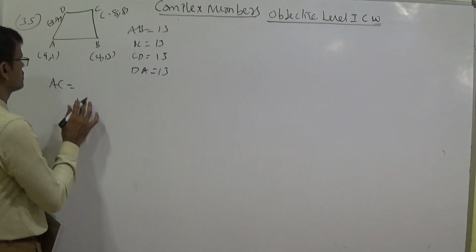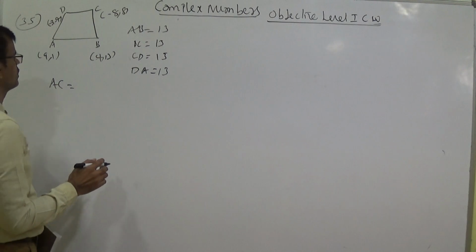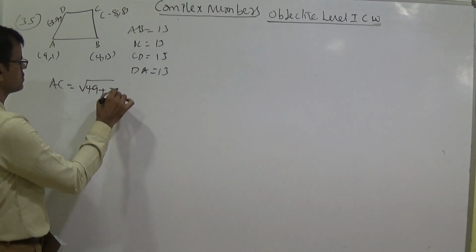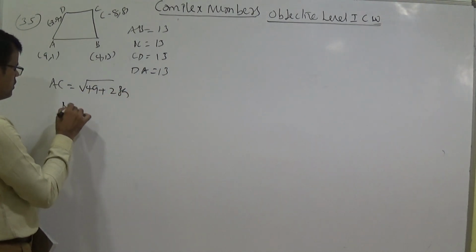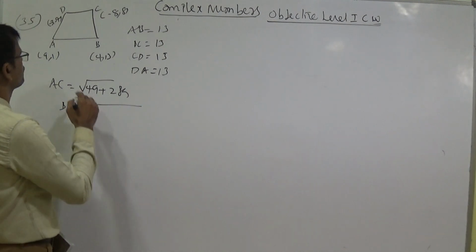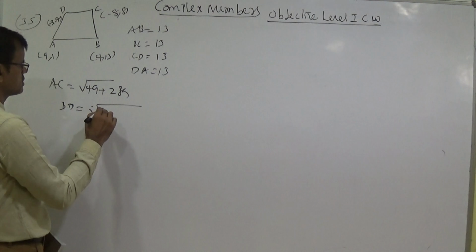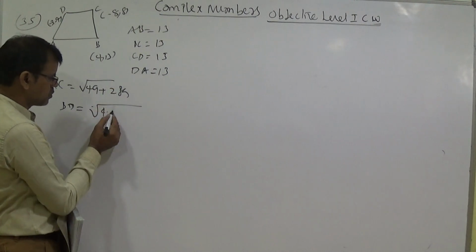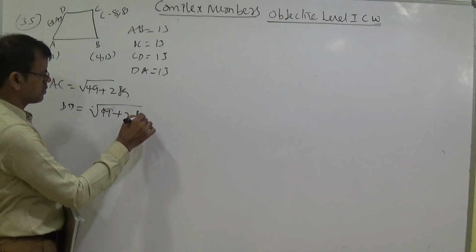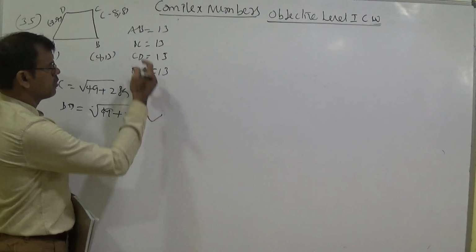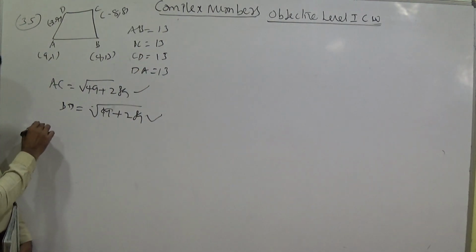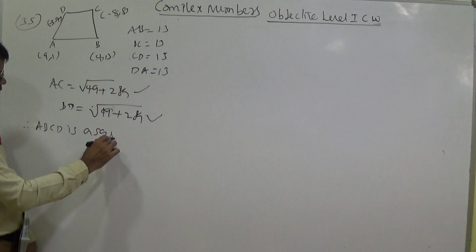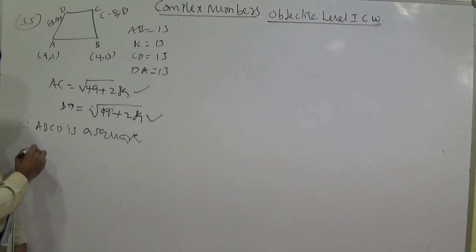Now calculate the diagonals also. AC: 4 plus 3 whole square is 49, 49 plus 13 plus 4 is 17, 289. Root of 49 plus 289. And BD is equal to root of 9 plus 17, of course this is also the same concept: 49 plus 289 or 289 plus 49 we got. So here diagonals are also equal. Whenever diagonals are also equal, after AB equal to BC equal to CD, therefore ABCD is a square.